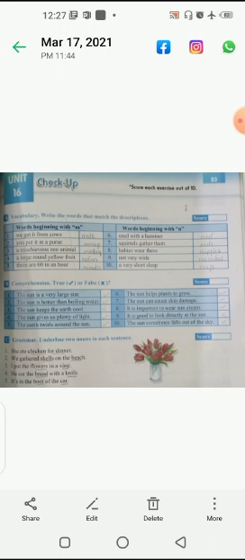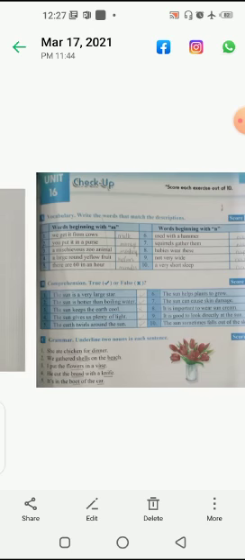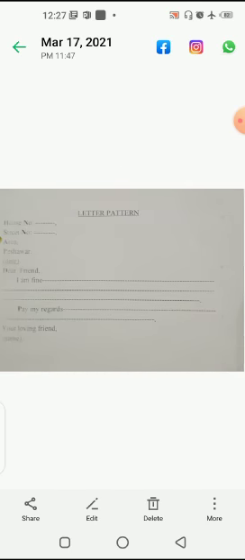All about unit 16. Now we are going to revise letter. Before going to revise letter, we have to know about the letter pattern. So we start the letter with our address. We start the address in the top left corner of the page.